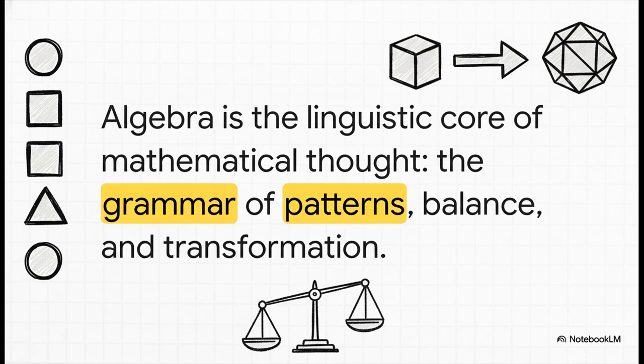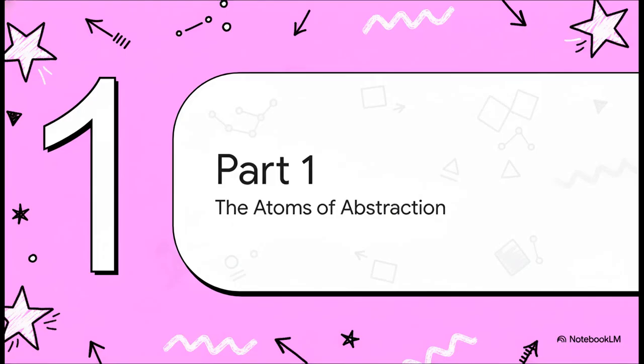We're going to see how algebra acts as this grammar for patterns, for balance, for transformation. It's the bridge that takes us from just counting stuff to some really deep, complex reasoning. So we're not just going to look at what these symbols do, we're going to uncover what they truly mean. So, where do we even begin? Well, you start with the basics, right?